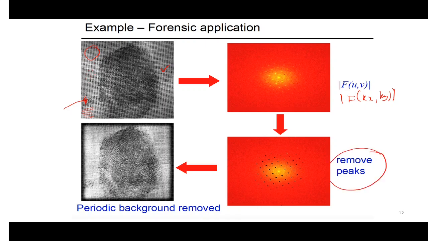So you make them simply 0. You look at the profile of it, any value in the magnitude spectrum above a particular threshold, you just make it 0, and to that you compute the inverse Fourier transform. As a result, we are able to successfully remove the periodic background.